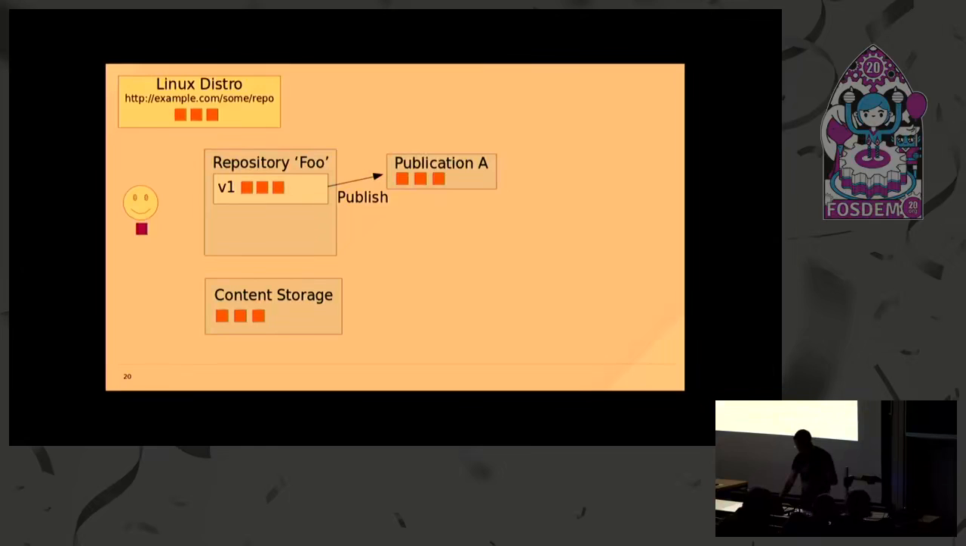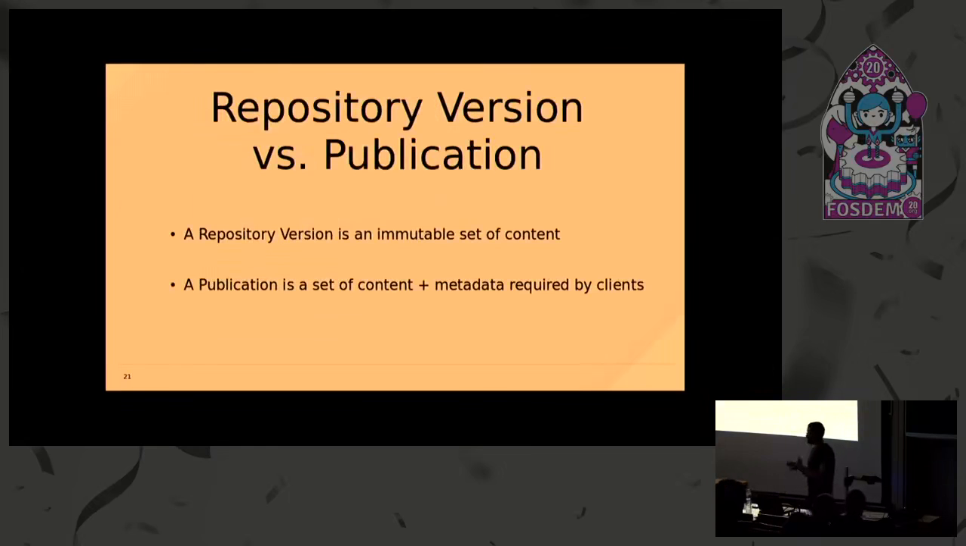And let's talk about the difference between publications and repository versions. Some content types don't have any additional metadata that needs to be created. And in those cases, a repository version is all that is necessary. In the case of the file repository, we do generate a metadata file, the Pulp manifest, at publication time. So the difference is the publication contains the content plus the metadata.